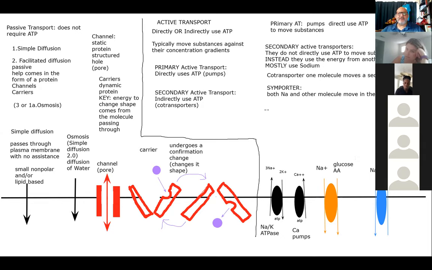Notice in that case, the sodium and the other molecule move in opposite directions. And when they move in opposite directions, we call that an antiporter. So notice a symporter moves the molecules in the same direction, and an antiporter moves the ions or the molecules in opposite directions.